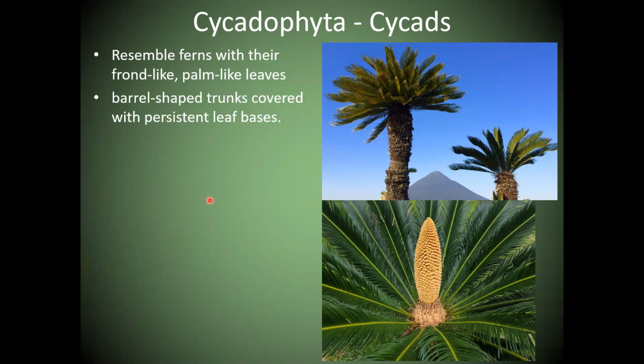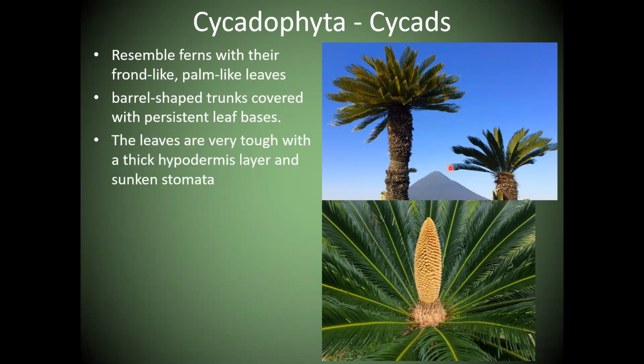The trunk is actually barrel shaped. They are thicker, right? Even if the trunks are shorter, the trunk itself is very thick, right? And the entire trunk is covered with the leaf bases. So when the leaves get old, the leaf dies off, but the base remains on the trunk. The weird look you see in this trunk is because of the persistent leaf base that does not completely shed off from the trunk when the leaf dies.